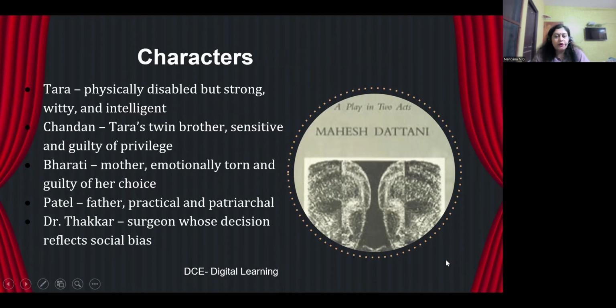Let us have a small introduction to the characters of the play. The protagonist is Tara, who is physically disabled but very strong, witty, and intelligent. Then we move to her twin, Chandan, Tara's twin brother, who is very sensitive and guilty of privilege. And what is that guilt and privilege, we'll see. Bharati, the mother, emotionally torn and guilty of her choice. Patel, the father, is a typical example of a practical and patriarchal father or head of the family. Dr. Tucker, the surgeon, whose decision reflects social bias.